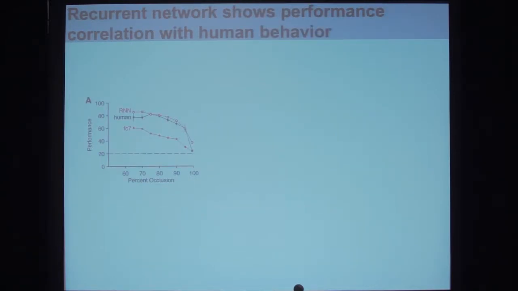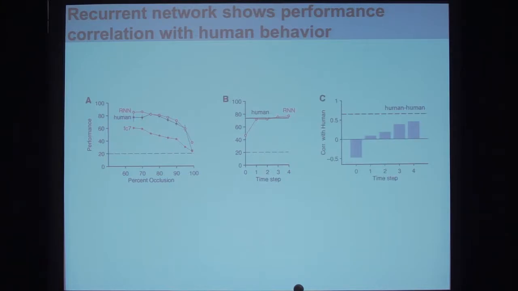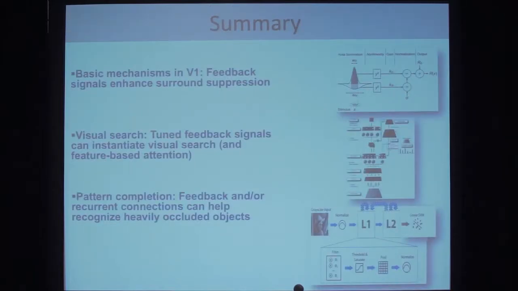And indeed, when we go back and plot performance as a function of the amount of occlusion, it turns out that adding this recurrency step and adding these recurrent computations onto the upper level significantly improves performance and also matches human performance. Not only in terms of overall performance, this performance improves over time over these multiple recurrent computations, and also at the level of correlating performance between behavior and the computational model for each single individual picture. So I'm going to stop there.